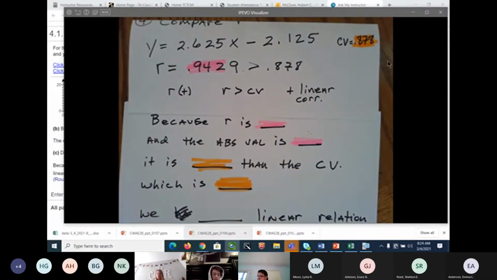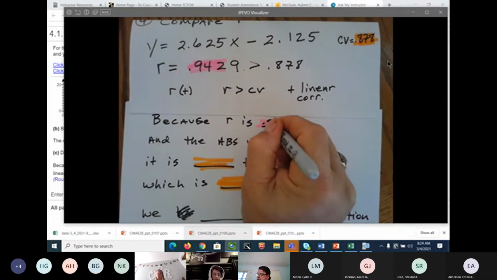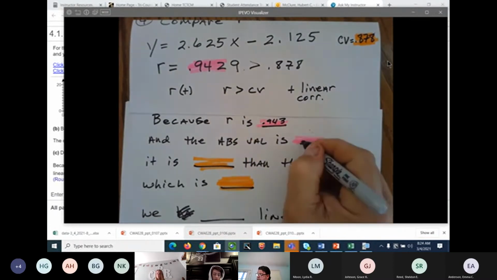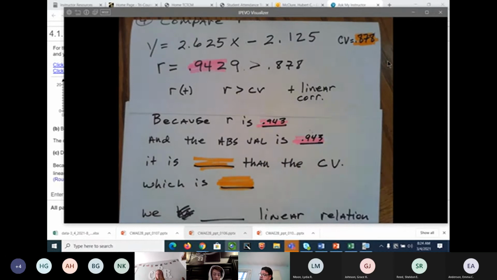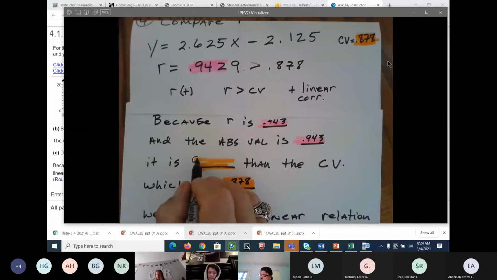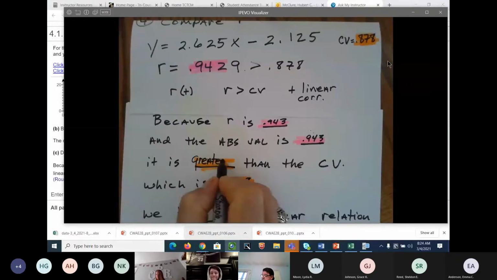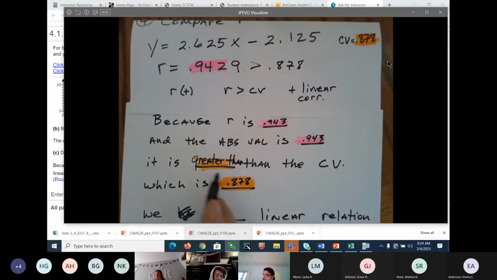So I'm going to say 0.943 and 0.878. And what is 943 compared to 878? Greater than, Hubert. That's right. Thank you for the interaction, class. So therefore, since that's greater than this, we have a linear correlation.